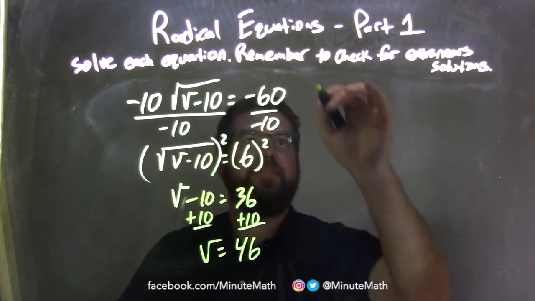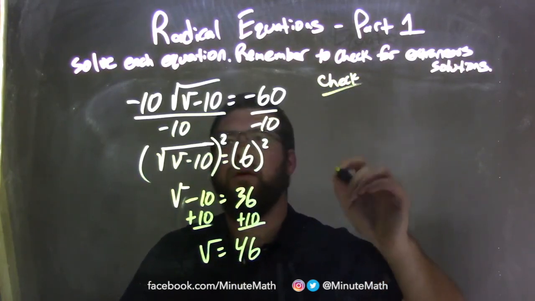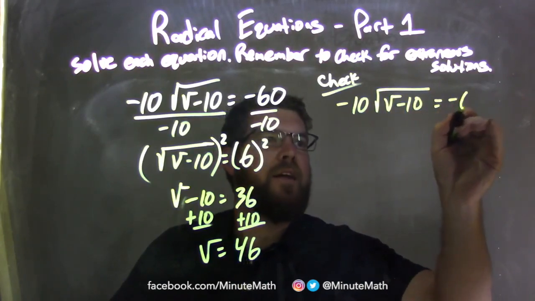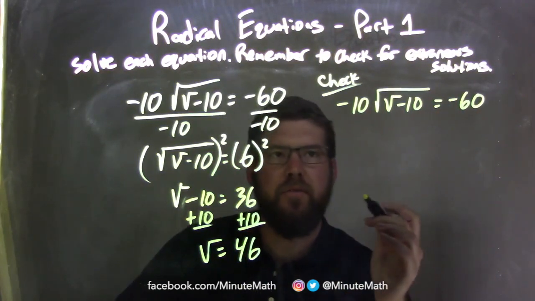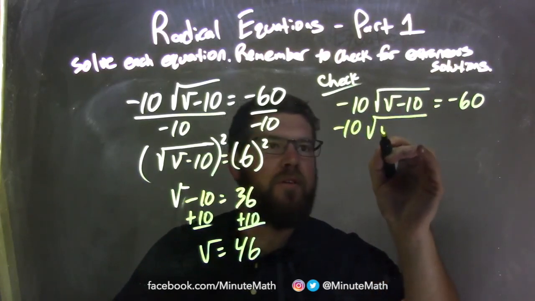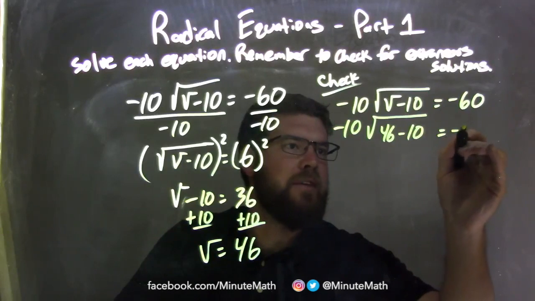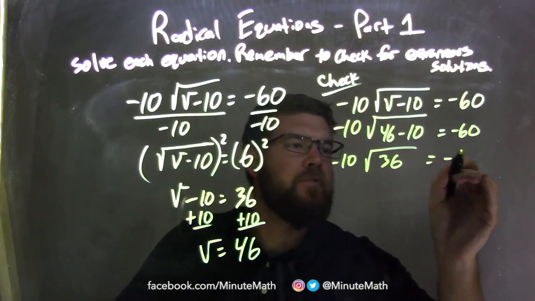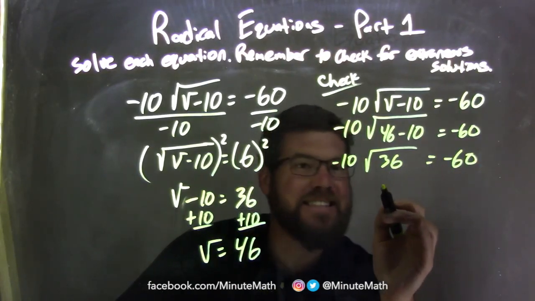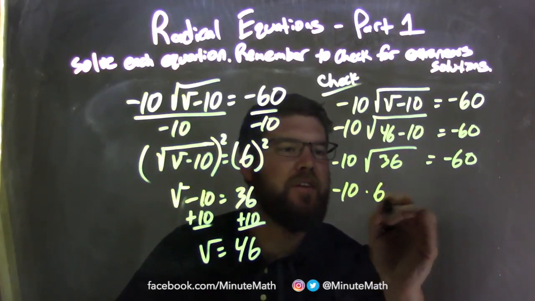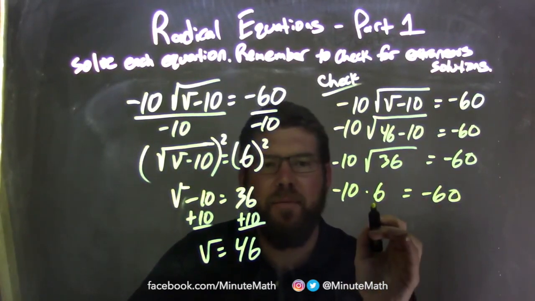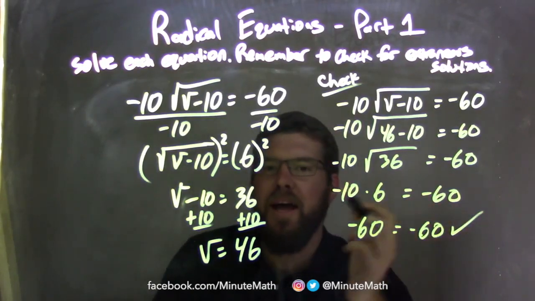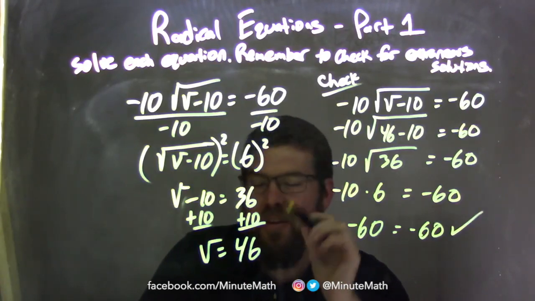So now I need to check that. So I rewrite my equation: negative 10 times the square root of v minus 10 equals negative 60. I then plug 46 in for v, so I have negative 10 times the square root of 46 minus 10 equals negative 60. 46 minus 10 is 36. The square root of 36 is just 6, so I have negative 10 times 6 here equals negative 60. And negative 10 times 6 is negative 60. Fantastic, left and right are equal, and so v equals 46 is my final answer. It's not extraneous.